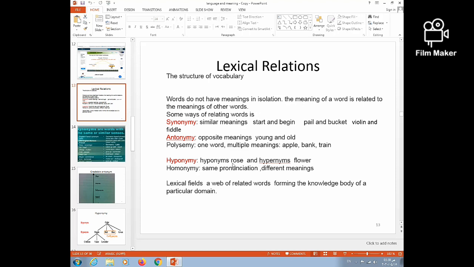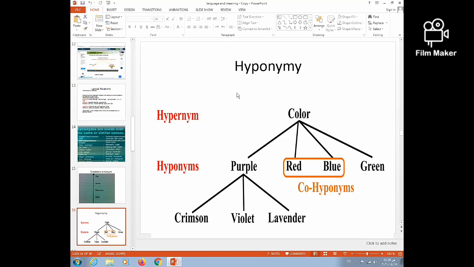Hyponyms are those at the bottom, and hypernyms are those at the top. Flower is a hypernym to a hyponym, which is rose. You understand? So let's go to an example here. In hyponymy, we have color, which is a hypernym, at the top, and we have purple, red, blue, and green. These are hyponyms to the hypernym color.